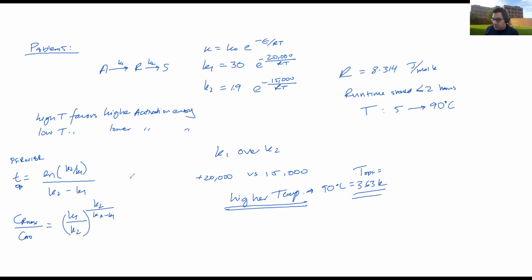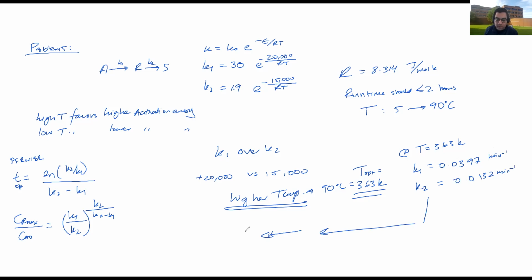So at 363, I'm going to plug in the numbers here. At temperature equal to 363 Kelvin, if I plug in the numbers, I'm going to get K1 to be equal to 0.397. You can verify these numbers. And K2 to be equal to 0.0132. These are all in minutes to the minus one. I have K1 and K2, so I'm going to plug them into these two equations.